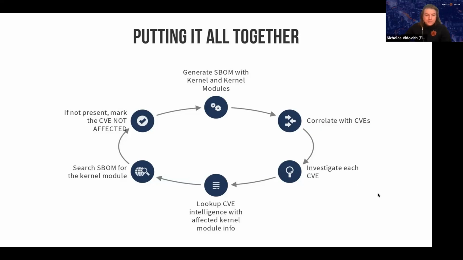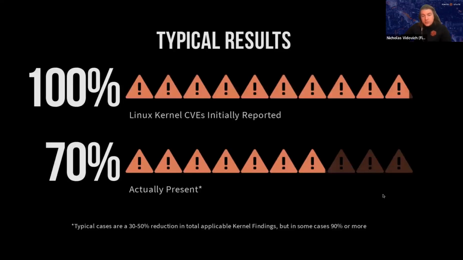So the typical results that we found here: 70% or so of the kernel CVEs are actually present. I'd say this is an average. It may not seem like a huge reduction, taking off 30%, but if I've got thousands of potential CVEs that I have to investigate, at least filtering out 30% is a pretty good head start. This is the typical. In many cases, though, we are seeing even a 50% reduction. In some Linux kernels, it's up to a 90% reduction.